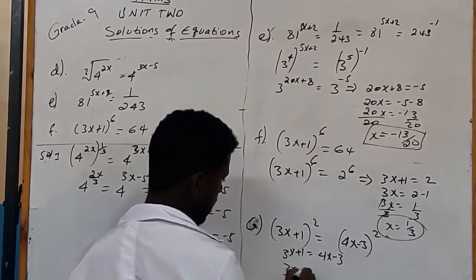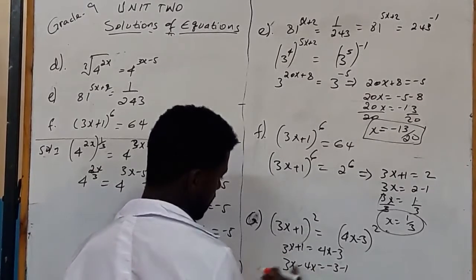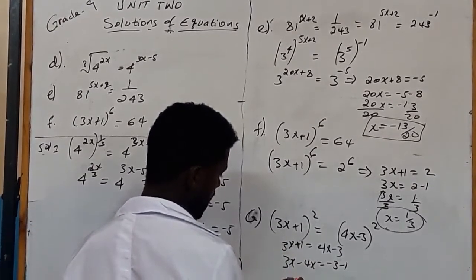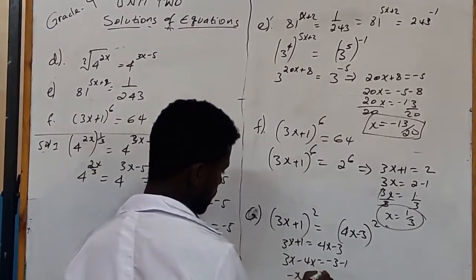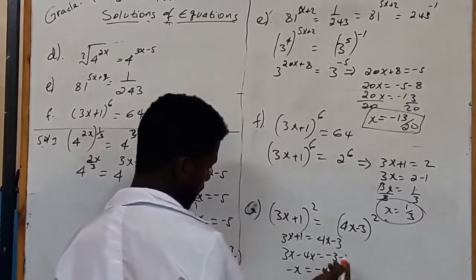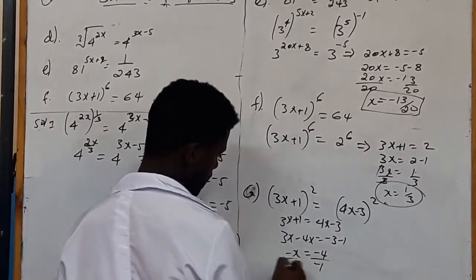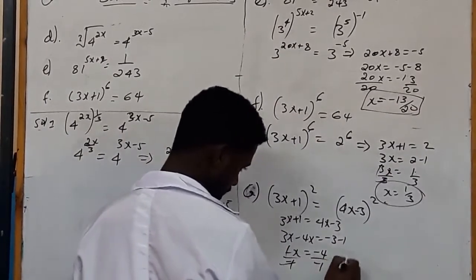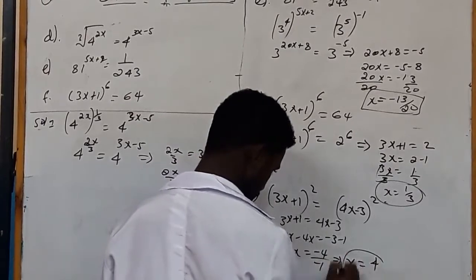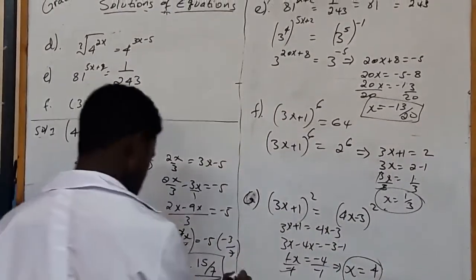Now 3x minus 4x is equal to negative 3 minus 1. 3x minus 4x is negative x, equal to negative 4, since negative 3 minus 1 is negative 4. Now divide both sides by negative 1, so x is equal to 4. The value of x must be equal to 4. G done.